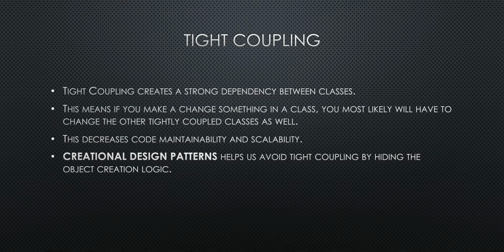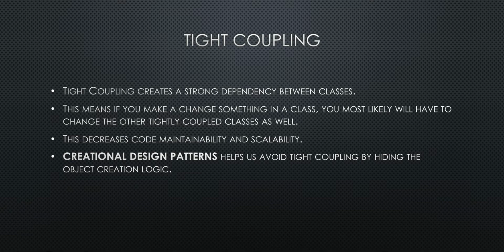What do we mean by tight coupling? Tight coupling creates a strong dependency between the classes. This means if we make a change in any of these classes, we will most likely have to do that in the other class as well. Now this creates a problem. This decreases the code maintainability and affects its scalability.